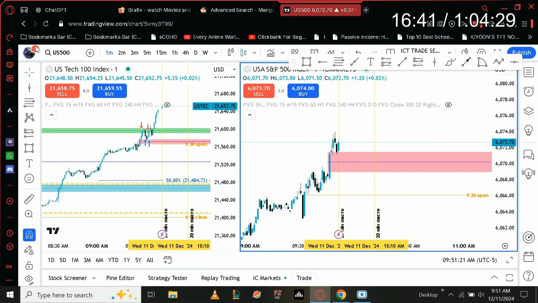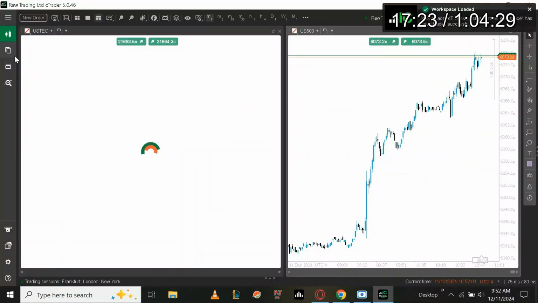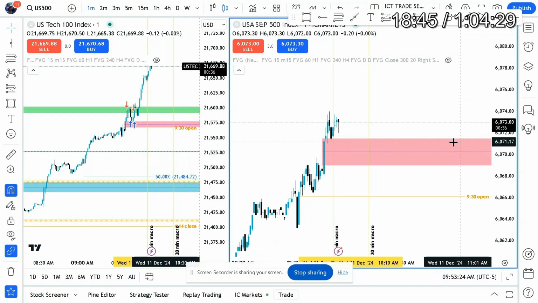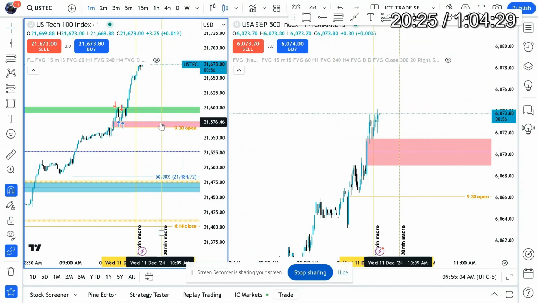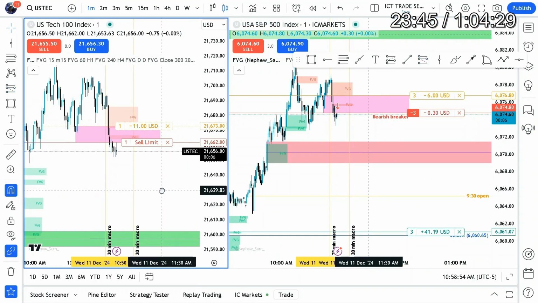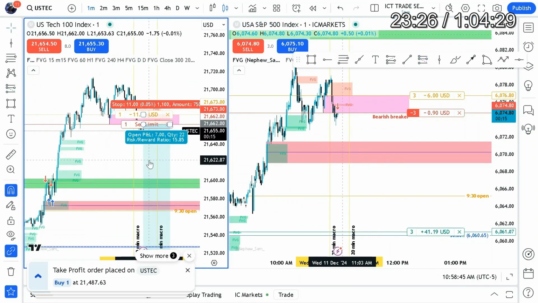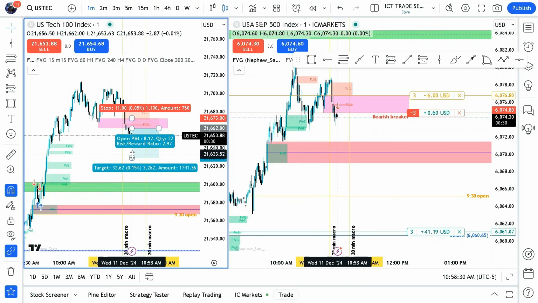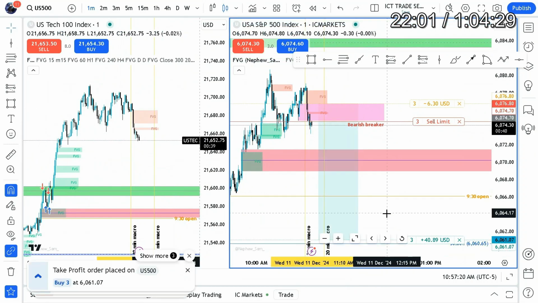My idea was that since it was a news day, there would be a retracement at 10:30. So that's where I was looking for a possible setup. And if you can see here, I was waiting for a possible setup, but nothing presented itself even at 10:30.